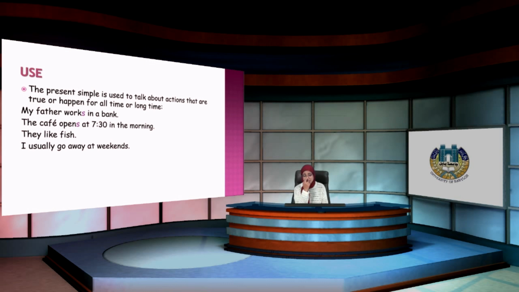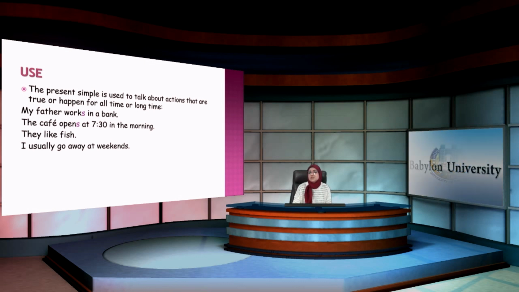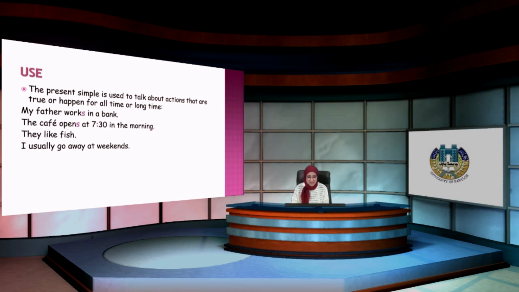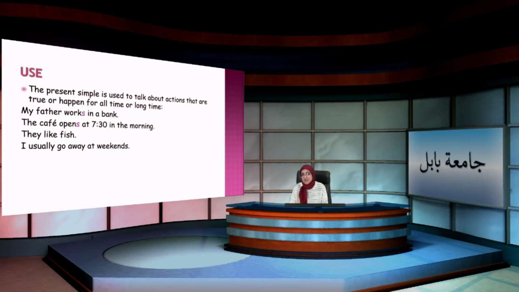The last point we are going to talk about is use. When do we use the present simple tense? We use it to talk about facts, okay, or actions that repeatedly happen. In other words, the actions happen all of the time. For example, my father works in a bank. This is a fact, okay? And the cafe opens at 7:30 in the morning. That is to say, every day, okay, the cafe is going to be opened at 7:30.